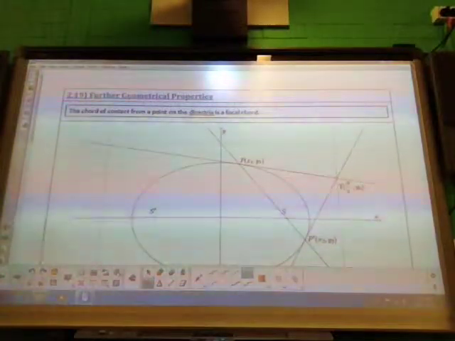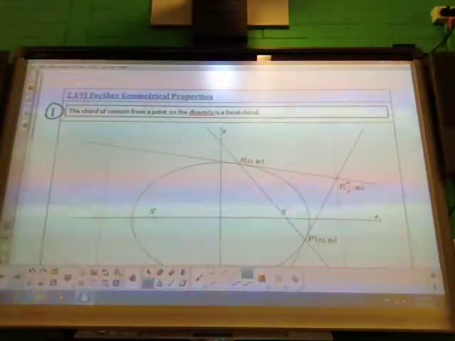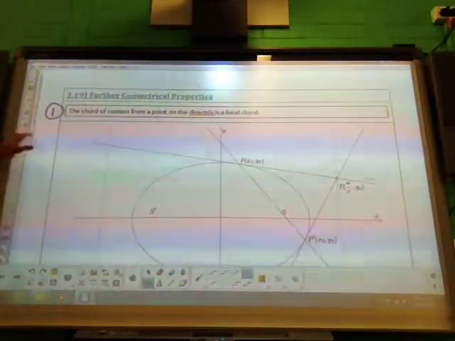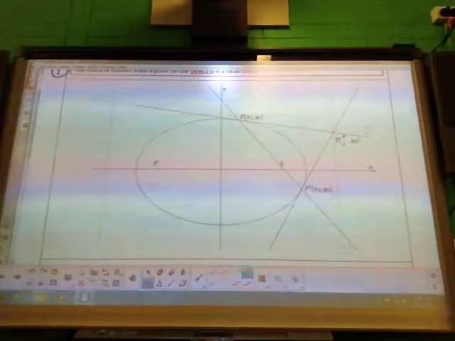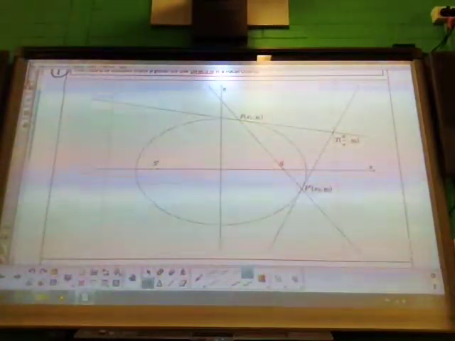Further geometrical properties. We've got 3 more. So the first one, the chord of contact from a point. We've talked about the chord of contact for the ellipse and hyperbola. I'm going to prove them for the ellipse today. You can prove them for the hyperbola, but I'm just going to focus on the ellipse.